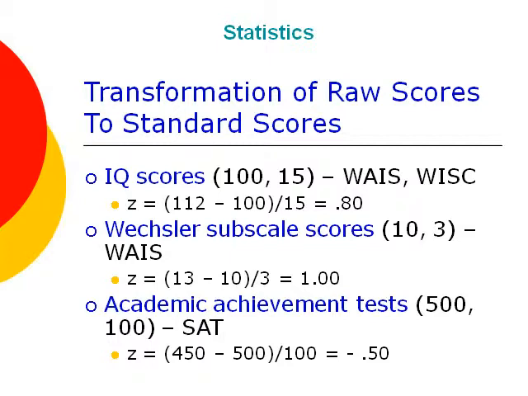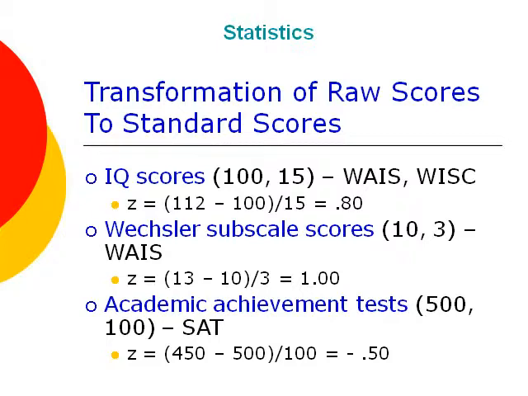To continue our discussion of the important types of standard scores we use in psychology, we turn next to IQ score transformations. When using an IQ score transformation, raw scores are changed such that the mean of the new distribution is 100 and the standard deviation is 15. Thus, a score of 112 is 0.80 standard deviation units above the mean. We can determine this by using the z formula. We subtract 100 from 112 and divide by 15, which equals 0.80.